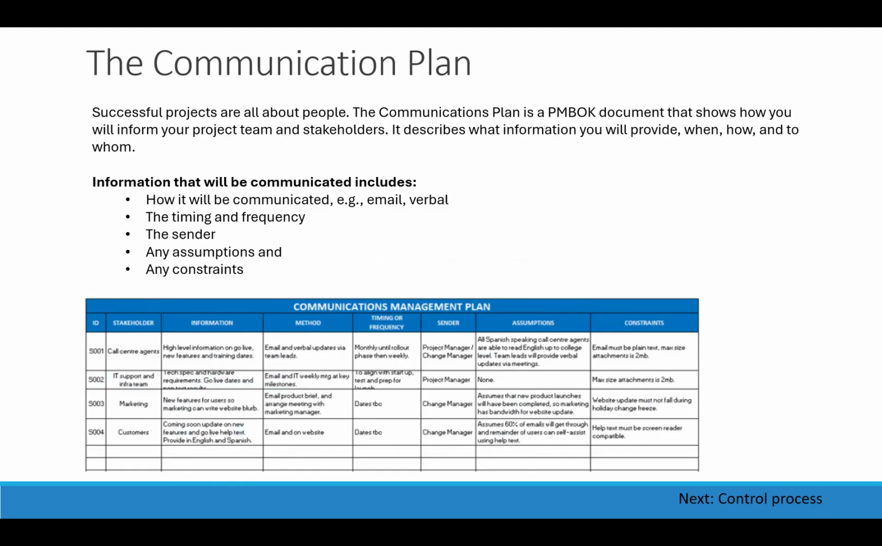Looking at the table, we can see the ID, just a number you use, then the stakeholder, and the information. How will you communicate with them? How often will you communicate with them? Who will share the information? Are there any assumptions? And are there any constraints? This is just one table format that you could use to plan your communication plan. Remember, those who fail to plan, plan to fail.